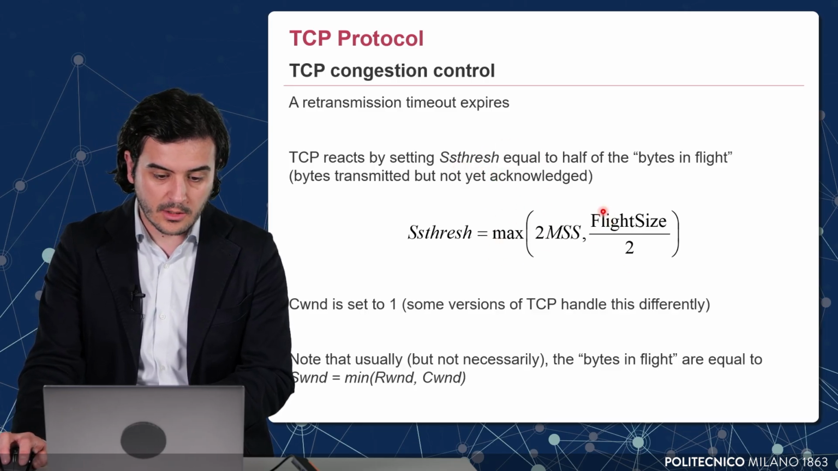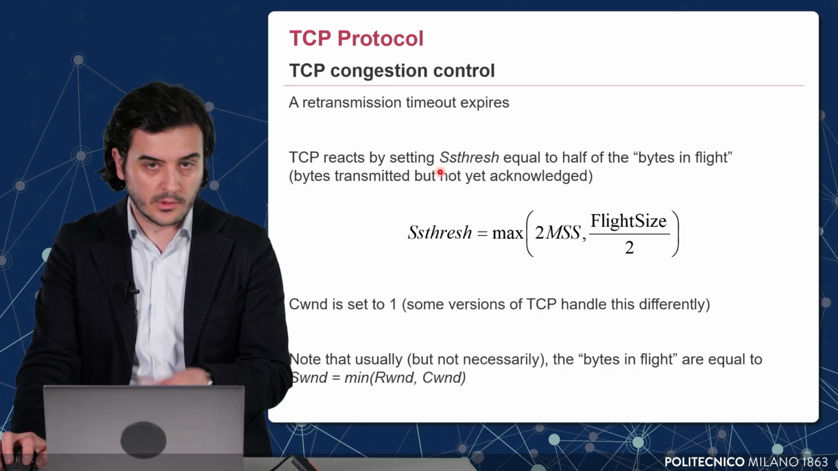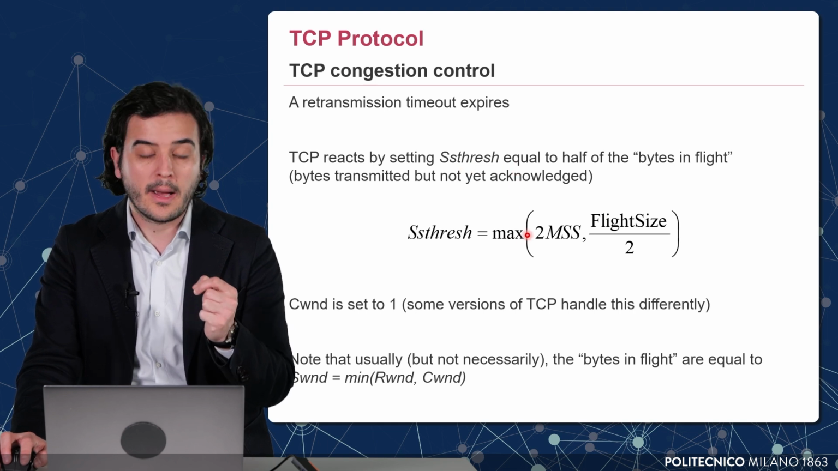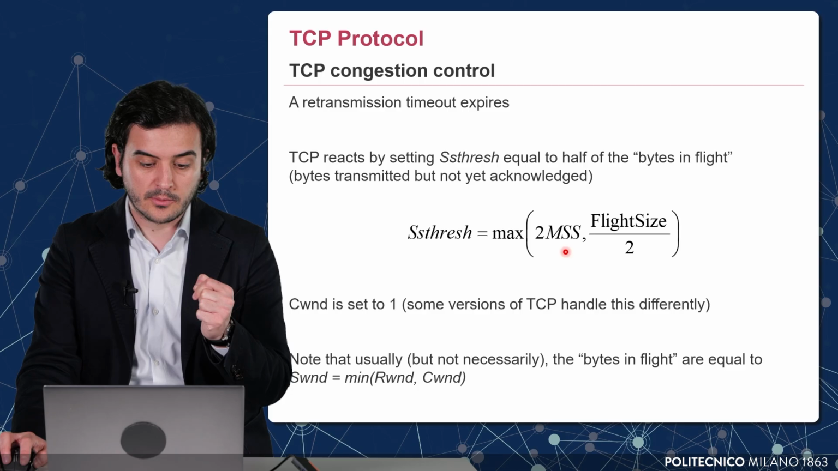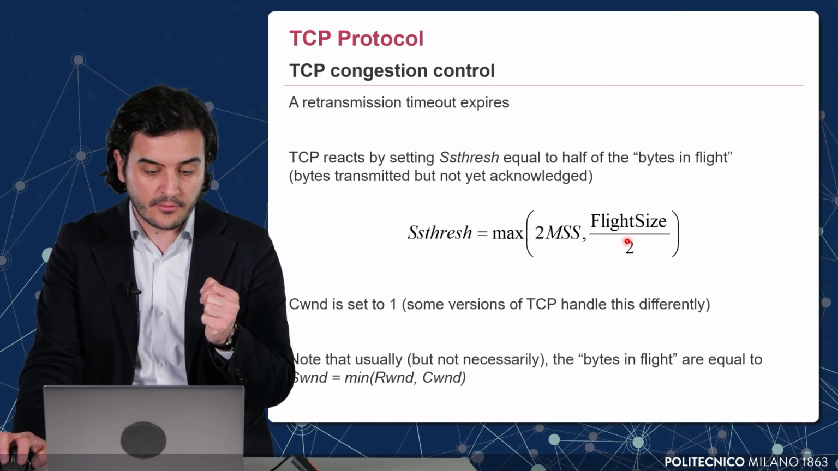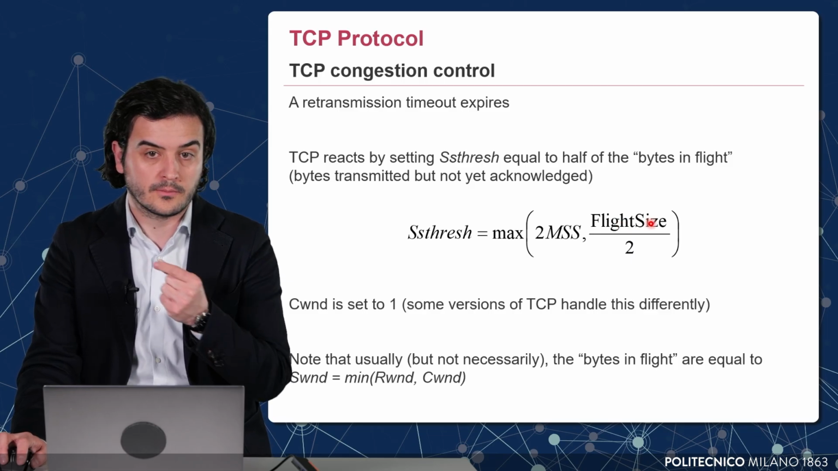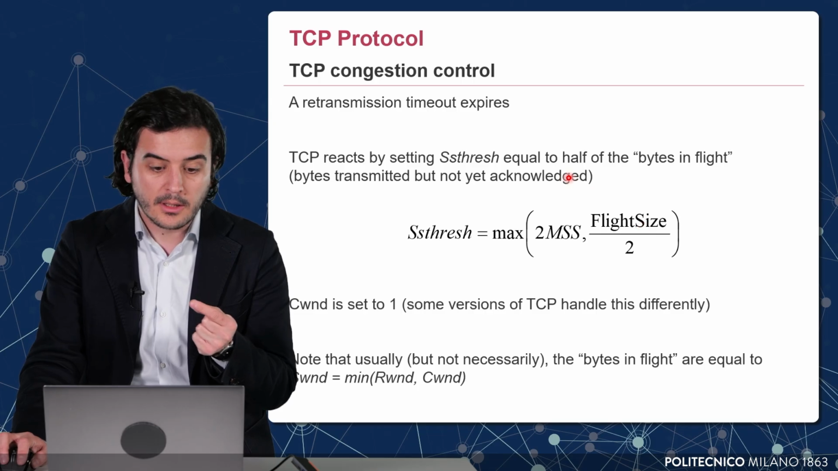And the formula is given here. Basically, the TCP transmitter will set the value of the SS threshold equal to the maximum between twice the maximum segment size and half the value of the flight size variable. What does this flight size variable mean?